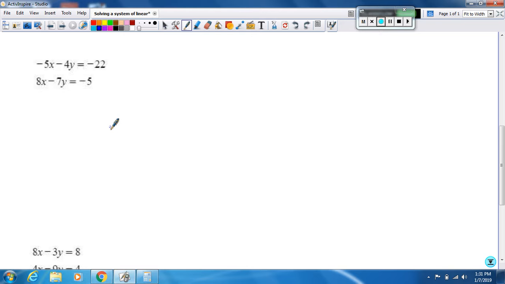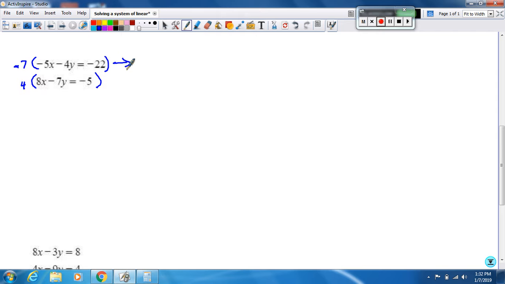Okay, the next one. Well, it's a little bit messy because there's no way to make these be the same thing. It doesn't really matter what you choose to do, I'm going to try to eliminate my y's because they look like smaller numbers. Since they're both the same sign, you have to change the signs. I'm going to multiply the top, just switch the numbers first: 7 and 4, but because they're the same sign and you need them to be opposites, you've got to make one of these a negative. So I'll just do -7.